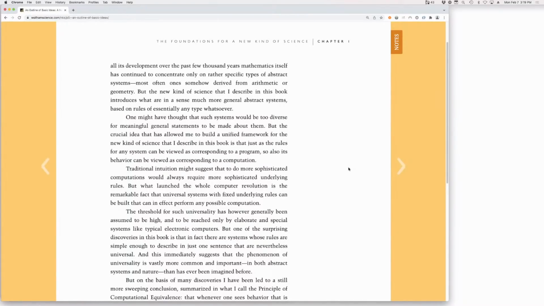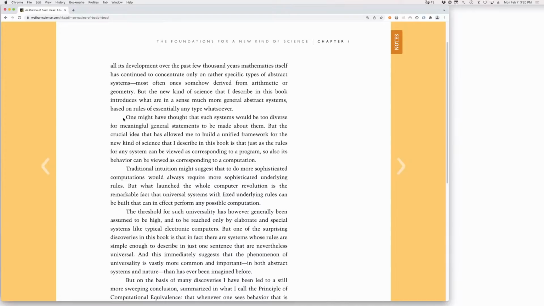But the new kind of science I describe in this book introduces what are in a sense much more general abstract systems based on rules of essentially any type whatsoever. Now, I will add a footnote to this that one of the things that's come out of our physics project is a better understanding of the true foundations of mathematics, and in fact, a thing I've been working on for the last several months, a physicalization of metamathematics, that I think allows one to go quite a bit further than I was able to say 20 years ago about understanding the role and place of mathematics in the structure of science.